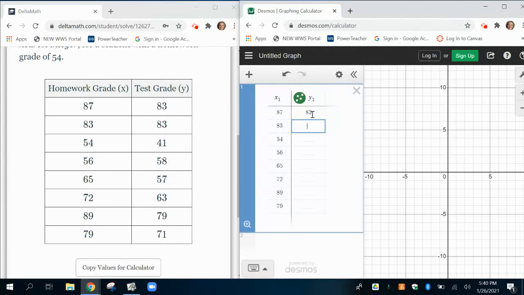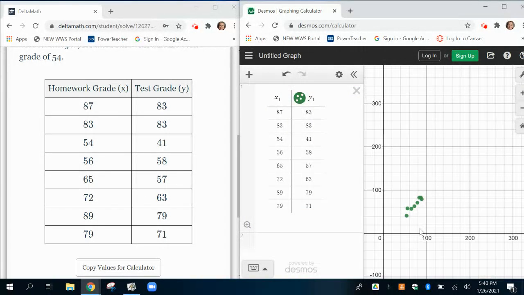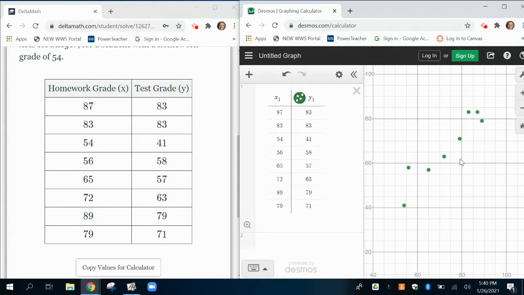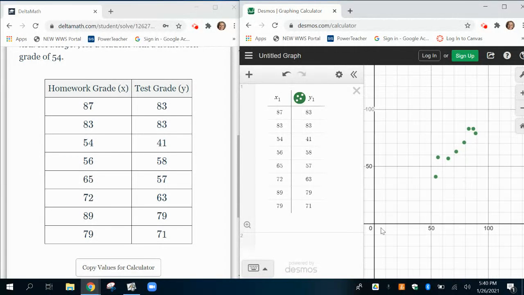And I'm going to do my other side. 63, 79, 71. Okay, so all I've done now is enter this data. These numbers over here are in the 80s, but over here on my graph, I'm in a 0 by 10 window. So I'm changing my zoom because I want you to see what's happening here: it's plotting these points for me. Now I'm looking at what this scatter plot actually looks like.